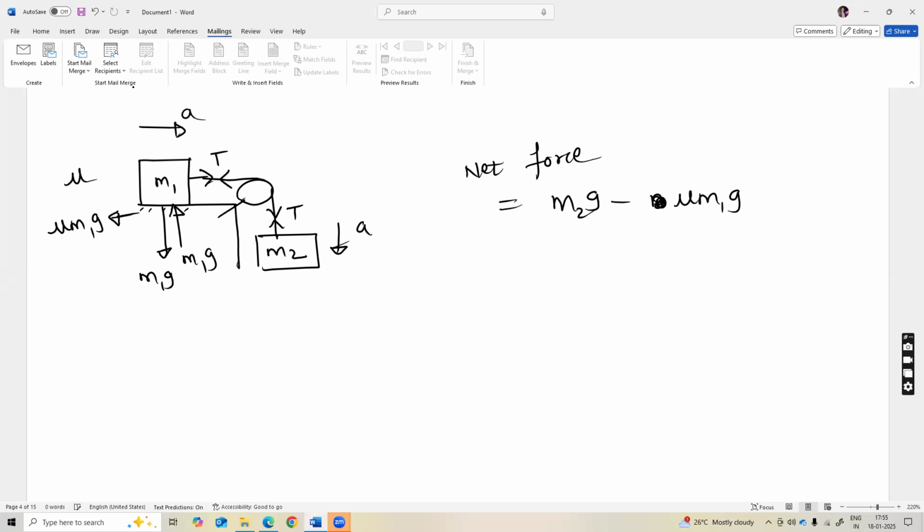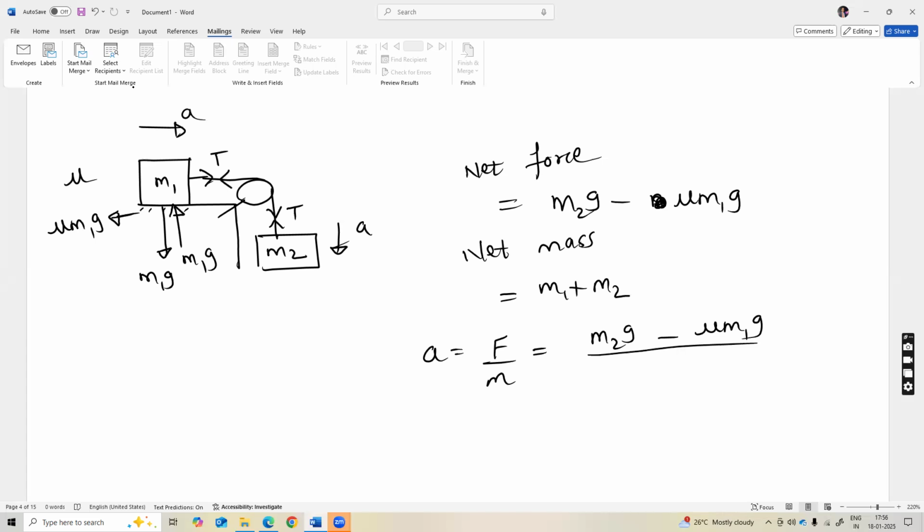The net mass of the system is equal to m1 plus m2. So acceleration is basically force upon mass. So it can be calculated as (m2g minus mu m1 g) divided by (m1 plus m2). So this is the acceleration of this system.